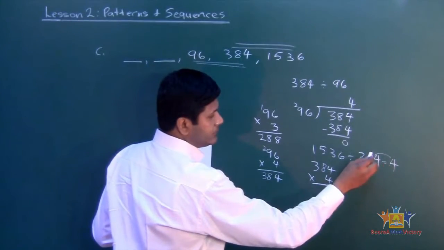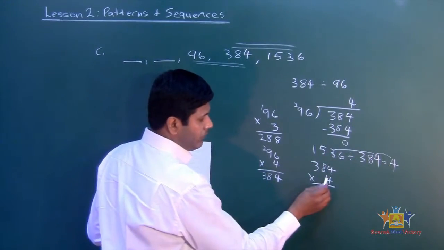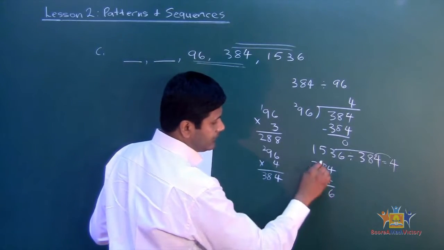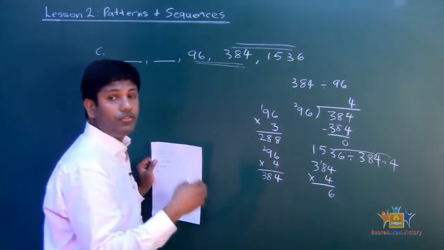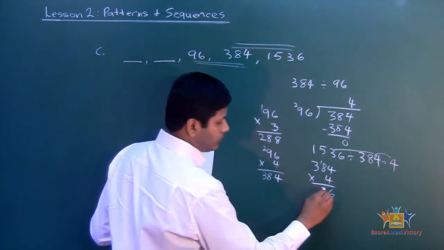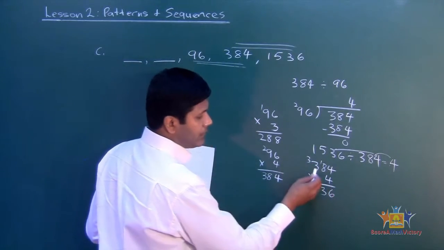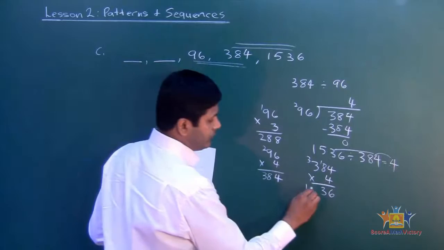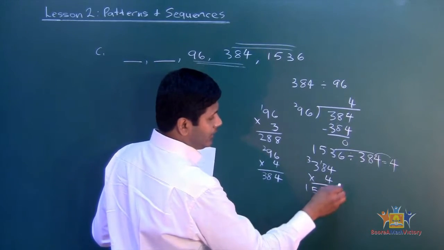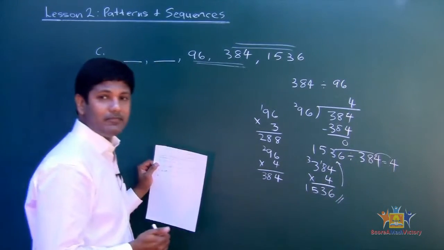Let's multiply this 2 to get to this. Okay, 4 times 4 is 16. 6 carry 1. 4 times 8 is 32, plus 1 is 33. So 3 carry 3. 4 times 3 is 12. 12 plus 3 is 15. Look at that. They are the same.